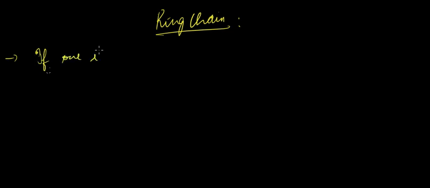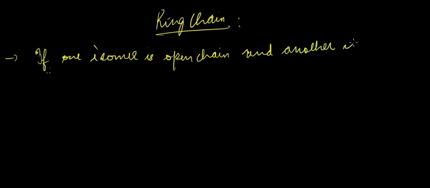If one isomer is open chain and another is cyclic, then it is called ring chain isomerism. Okay, let us look at the examples.